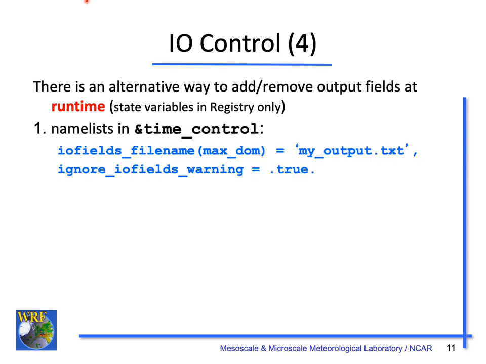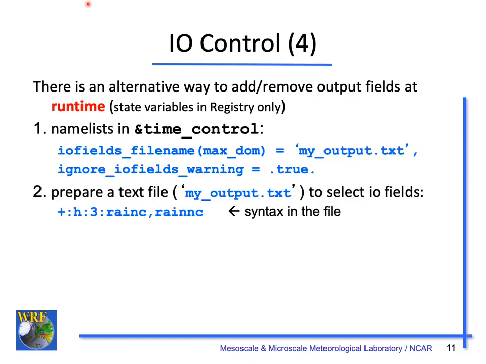First, we prepare a text file, name it, and then add the name to the namelist.input file in the record time control. The option ignore I/O fields warning means exactly what it says. It will ignore any error reported due to the execution of this option, for example, the field you wanted to output did not exist somewhere. The syntax of the text file needs to be strictly followed.